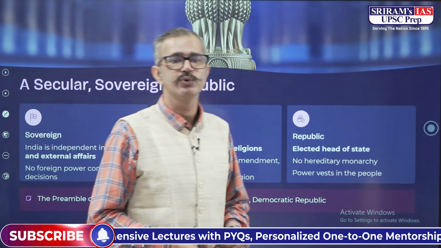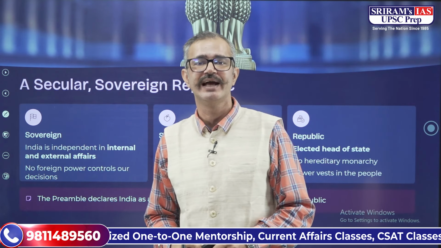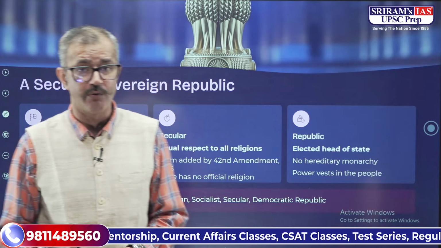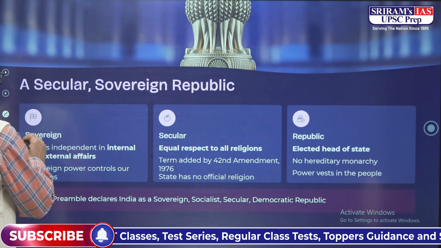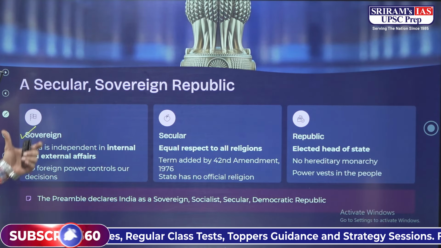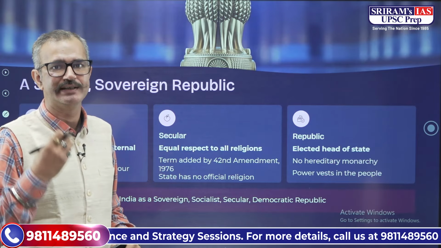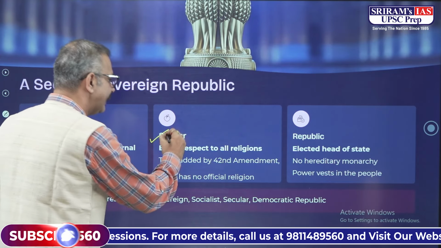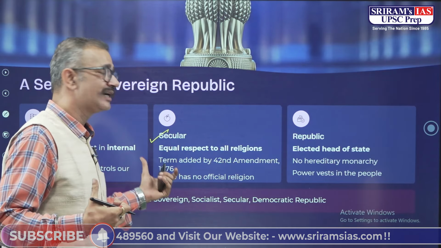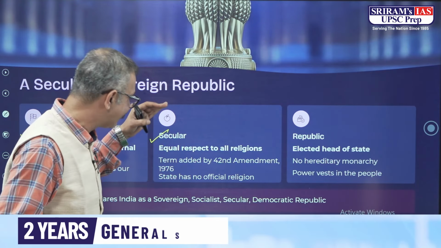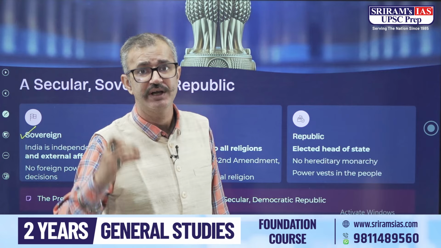Now, our Constitution declares India as a sovereign, socialist as well as secular republic. What is meant by sovereign? I have told you when we were discussing the Preamble that India is independent in internal and external affairs, and no foreign power has any control over the decisions of India. Secularism means that there is equal respect for all religions, and this term was added by the 42nd Amendment Act, 1976. India does not have any official state religion.